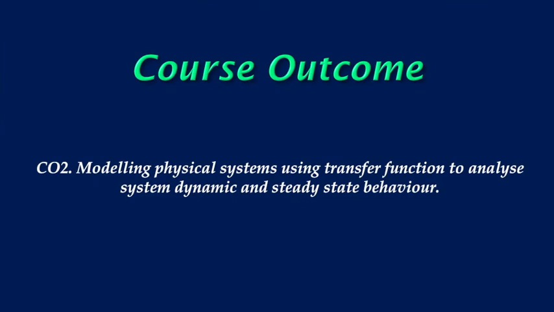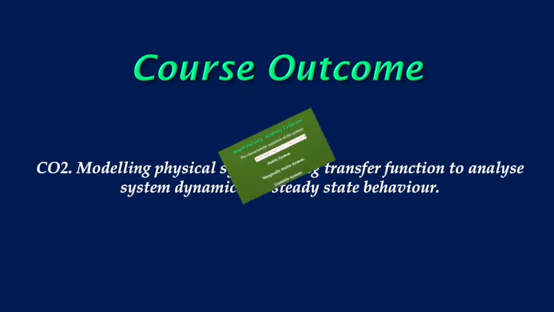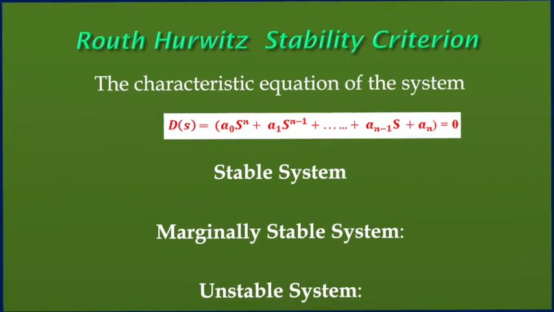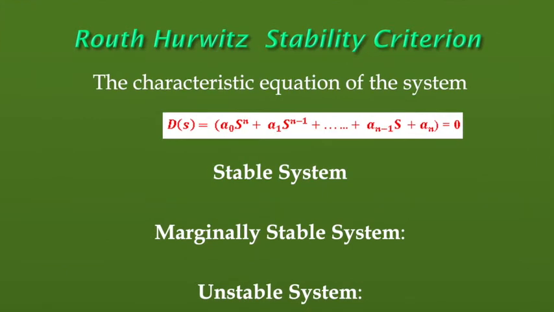Course outcome: modeling physical systems using transfer function to analyze system dynamic and steady state behavior. A. Hurwitz and E.J. Routh started investigating the necessary and sufficient conditions of stability of a system.